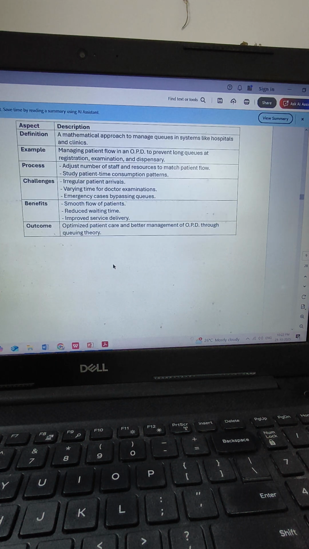Each specialty doctor will take a different time to check the patients or to come to a conclusion. Then there are emergency cases bypassing queues. Benefits are smooth flow of patients, obviously, reduced waiting time, and improved service delivery. Outcome: optimized patient care and better management of OPD through queuing theory.